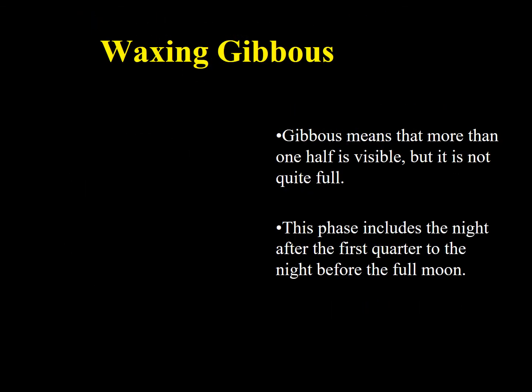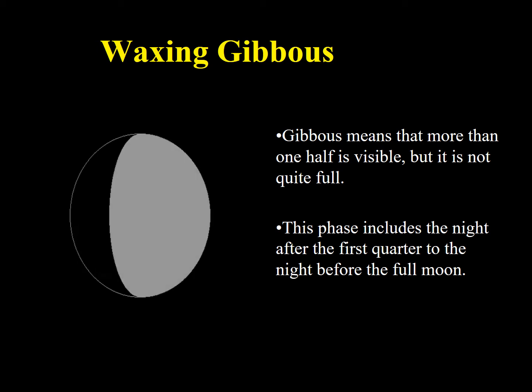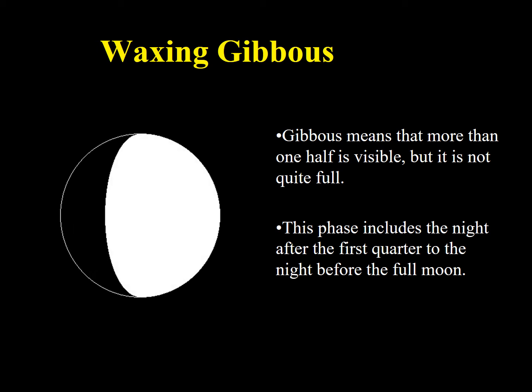Now, after we get past the first quarter moon, we are going to continue to increase light, which is why it's still waxing. In between a half-lit moon and a full moon is called a gibbous. This phase includes the night after the first quarter moon to the night before the full moon.